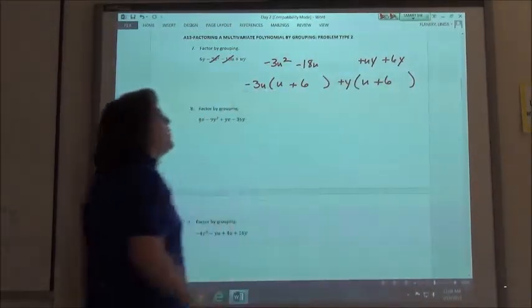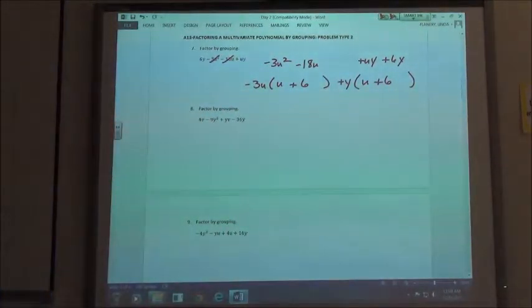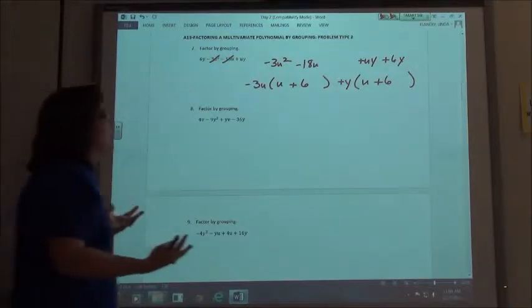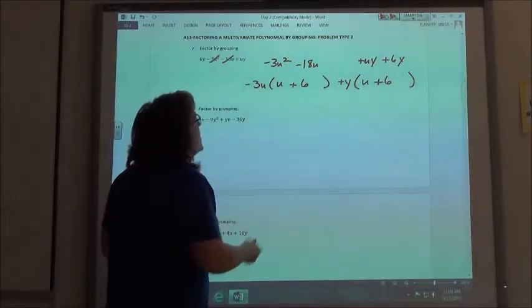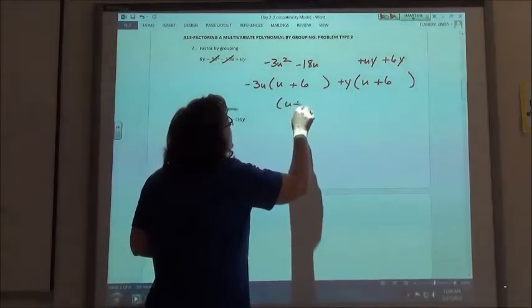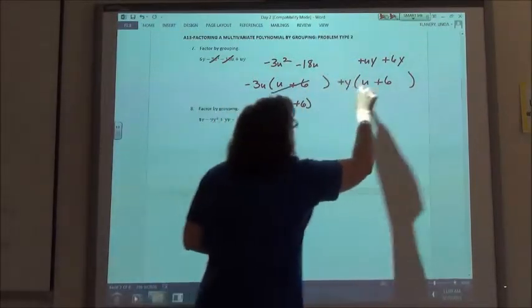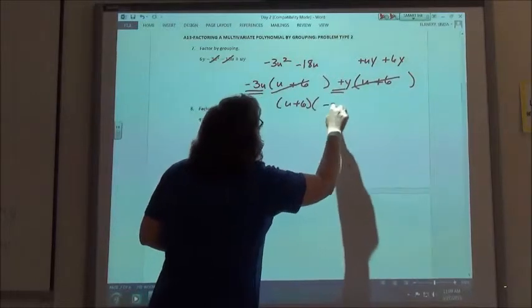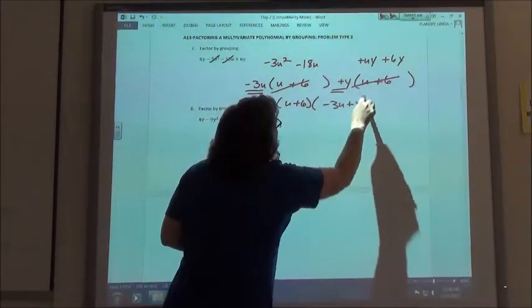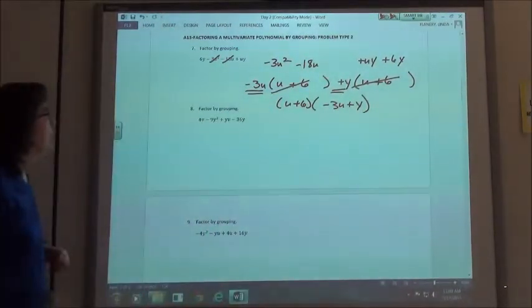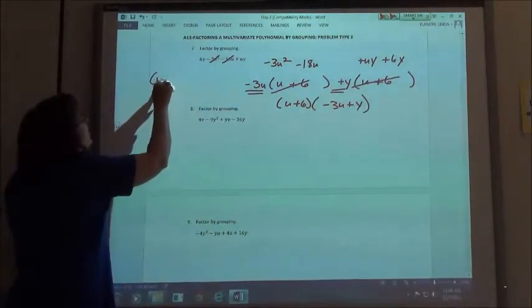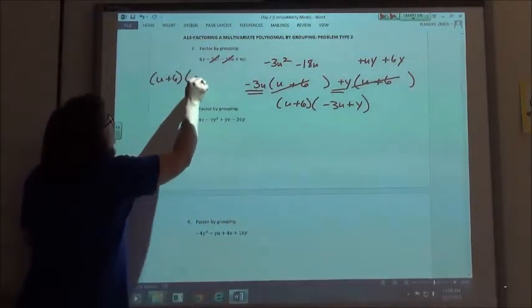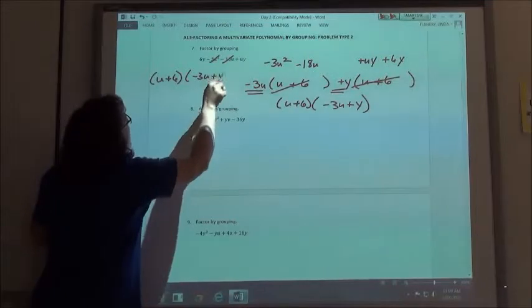So u plus 6 now becomes my common factor. So what I'm doing basically is factoring out my greatest common factor, which is the u plus 6. And when I factor that out, it leaves me another pair of factors, the negative 3u plus y. And so my answer is u plus 6 times negative 3u plus y.